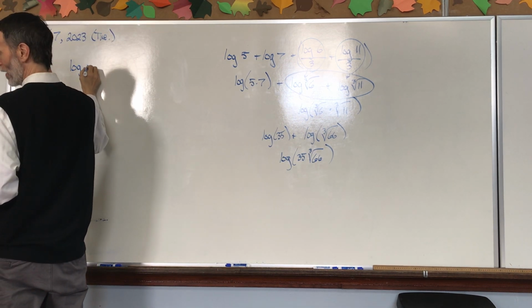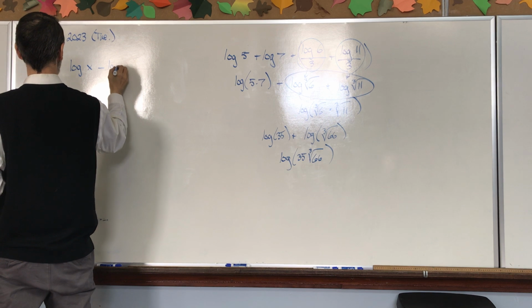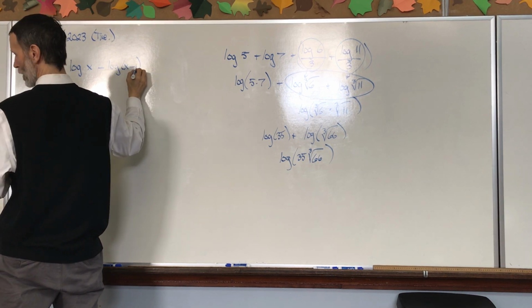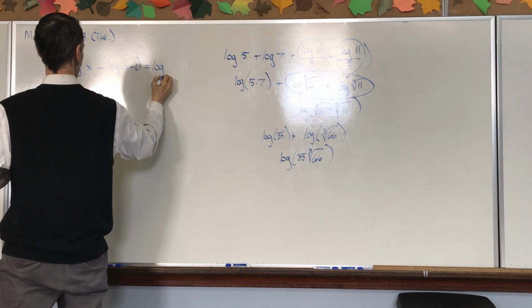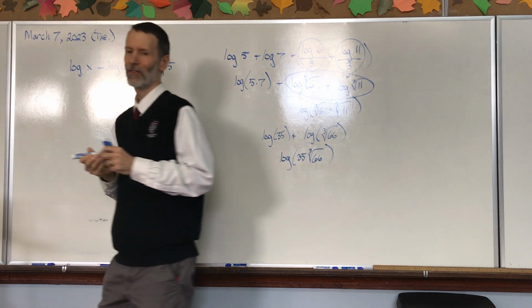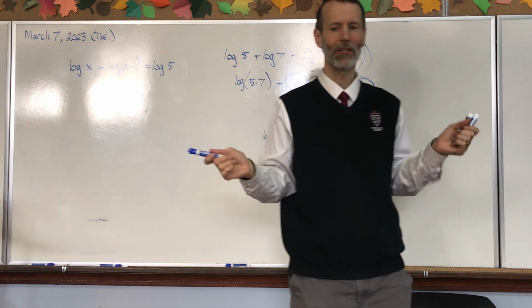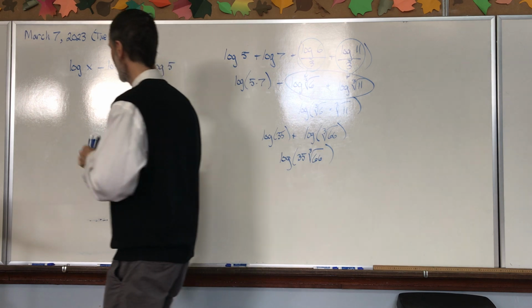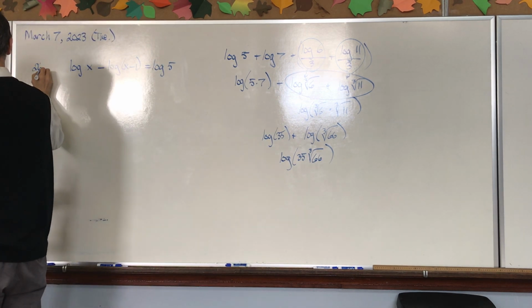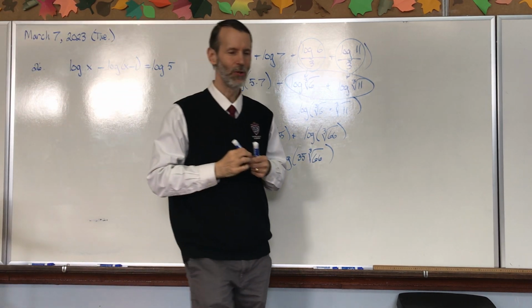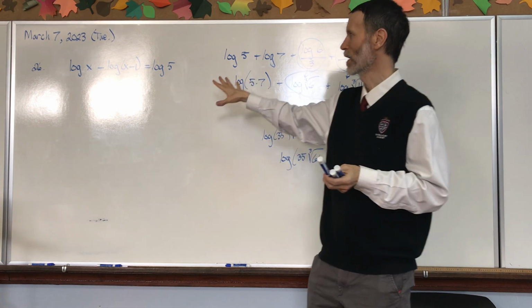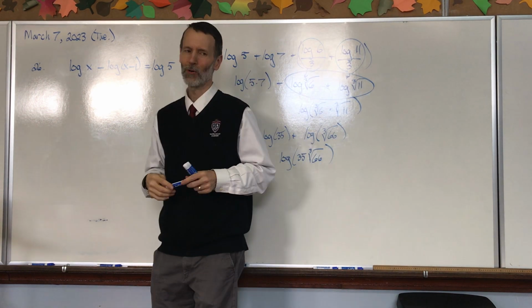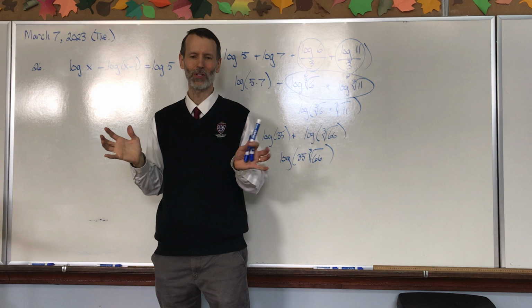Log of x minus log of x minus 1 equals log of 5 to the 50th million. Now, the secret of this, you might want to write this down. This is number 26. There's an extra credit, but it uses the same rules from the regular problems. Does anybody see a log rule that you can use to squish something together?